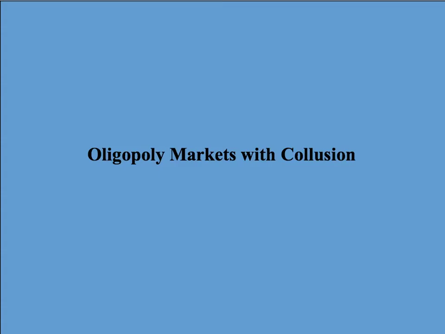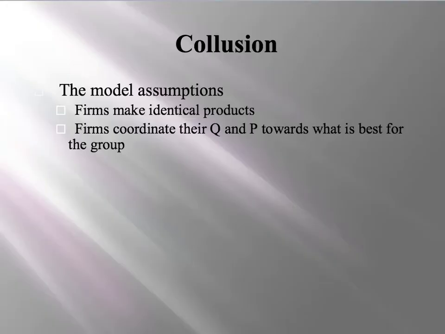So let's move into our first model, an oligopoly with collusion. With collusion, sometimes also referred to as a small number of firms acting as a cartel, we have to take certain assumptions. The model assumptions we're going to use here are that firms make identical products and firms coordinate their quantities and prices towards what's best for the overall group.